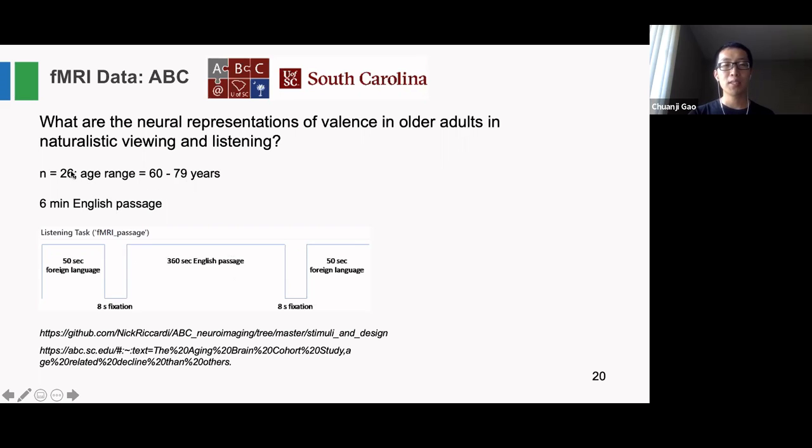We got more data, but I only show 26 subjects here, because we only got the ratings for each of the passages for 26 subjects. I'm only going to show some very preliminary and fresh data, and if you have some thoughts on it, please let me know, because it's going to help us analyze the data better. Here is the presentation of the experimental setting from Nick. There's foreign language for 50 seconds, then 8 seconds of fixation, then a 6 second English passage, and then foreign language and fixation follow.